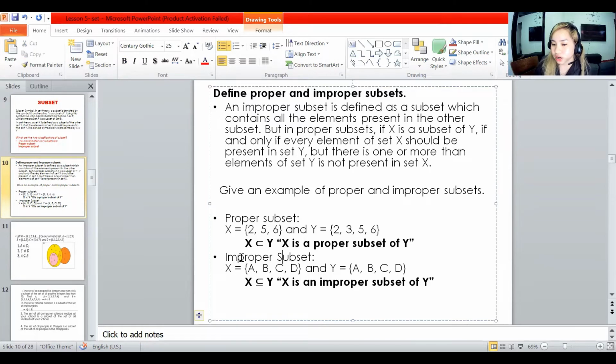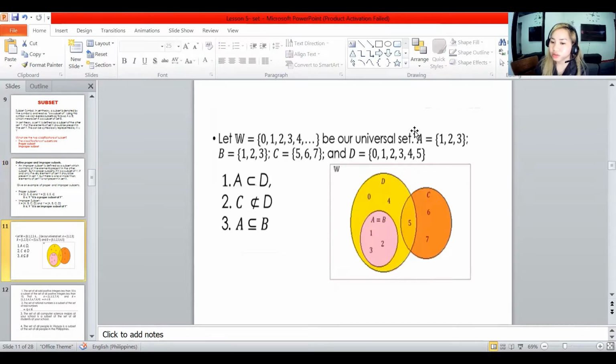Ayan. So, for the improper subset, ang example naman po natin, X is equal to ABCD and Y is equal to ABCD. And as you can see, sabi din natin kanina na ang improper subset is equal po yung elements ni X dun sa elements ni Y. So, ito po siya sa mathematical notation. Kapag binasa, X is an improper subset of Y.